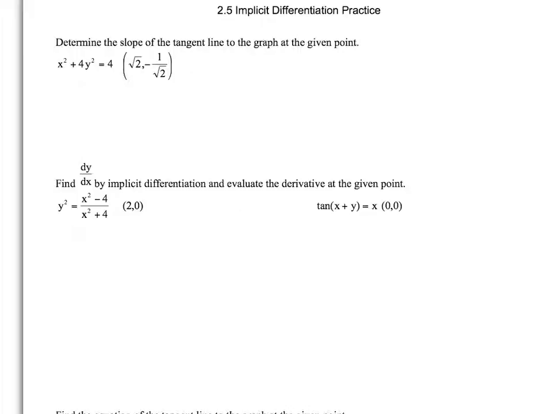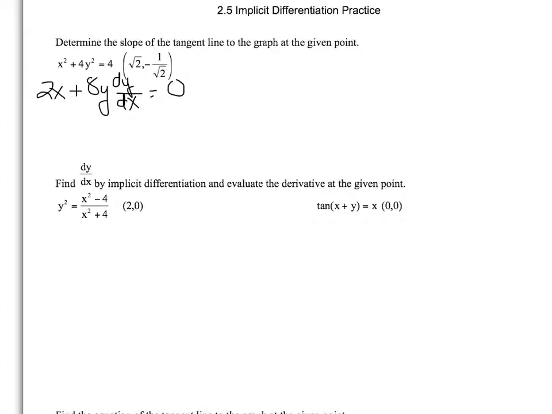So looking at our first problem, we have x squared plus 4y squared equals 4. It says determine the slope of the tangent line to the graph at the given point. We know by now in order to find a slope at one point, you have to find the derivative. So the derivative of x squared is 2x. Derivative of 4y squared is 8y, but since I took the derivative of a y, I'm going to add that dy dx afterwards. Derivative of 4 is 0.